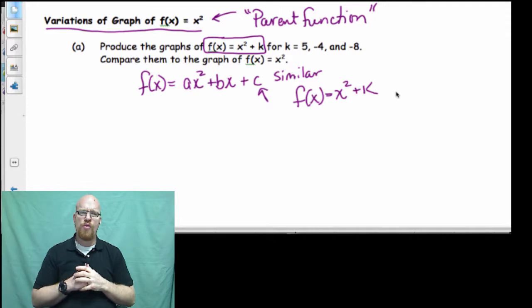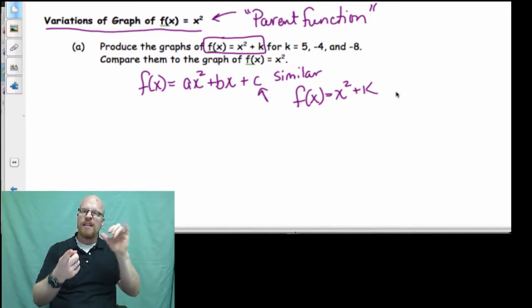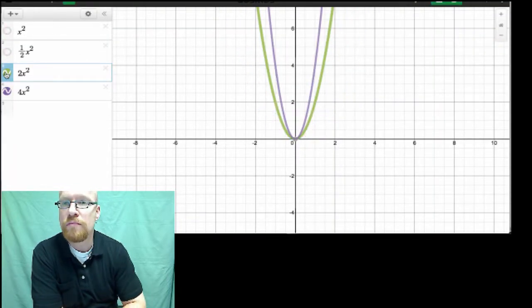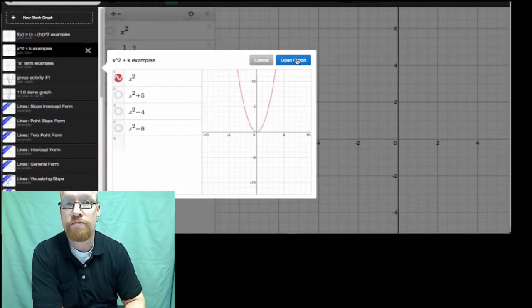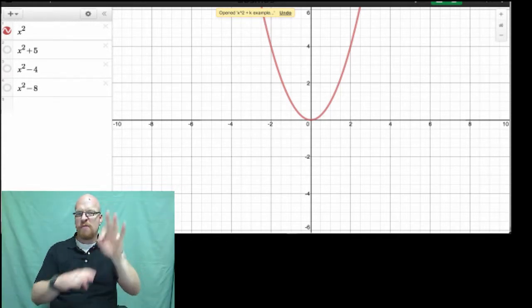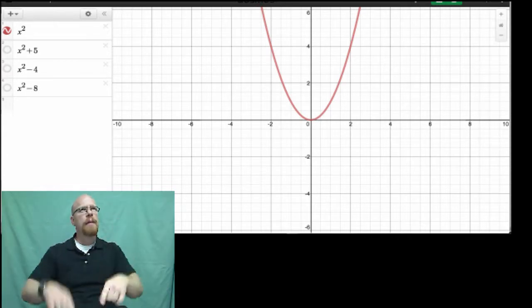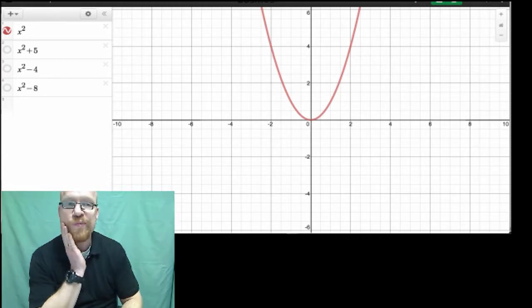If you're looking at k, there's no variable there. So if x equals 0, f of 0 equals k. Now you can see our list of functions here. We have x squared as the parent function again. Below that we have x squared plus 5. Based on other experiences, I think it's going to go up. We'll see what happens.